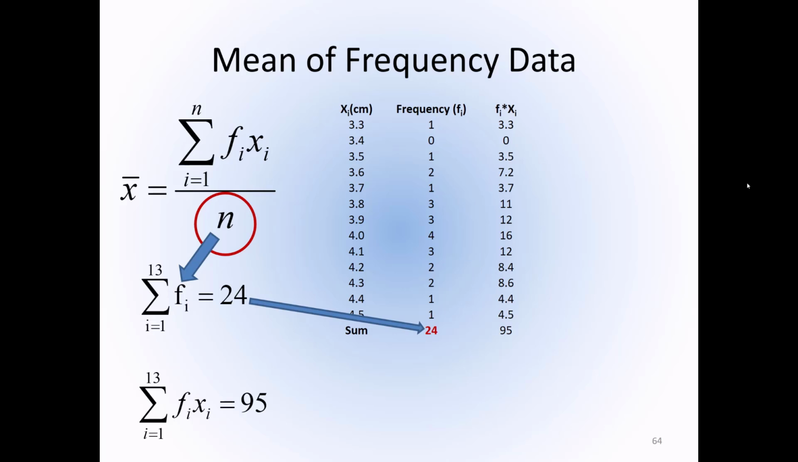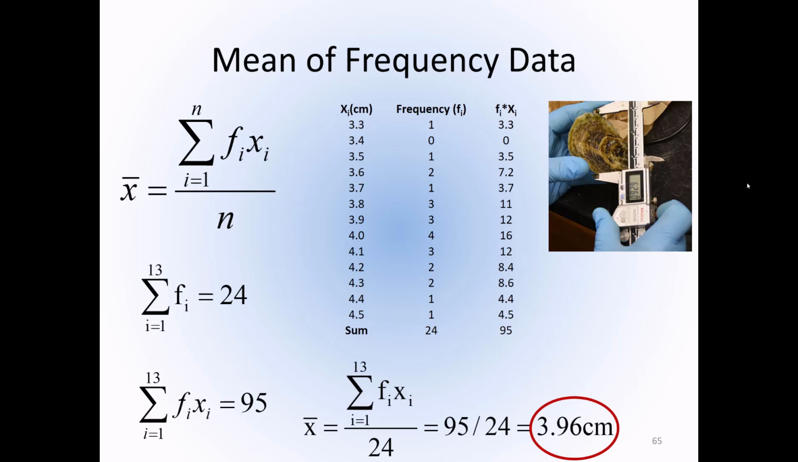After we've determined that our numerator is 95 and our denominator is 24, it's just a matter of calculating out the quotient. In this particular case, our mean oyster size is 3.96 centimeters. Again, noting the fact that we add one additional significant digit, one significant figure after the decimal place compared to the values we use to calculate this, which have one significant digit, 3.3 centimeters, 3.4 centimeters, and so on.